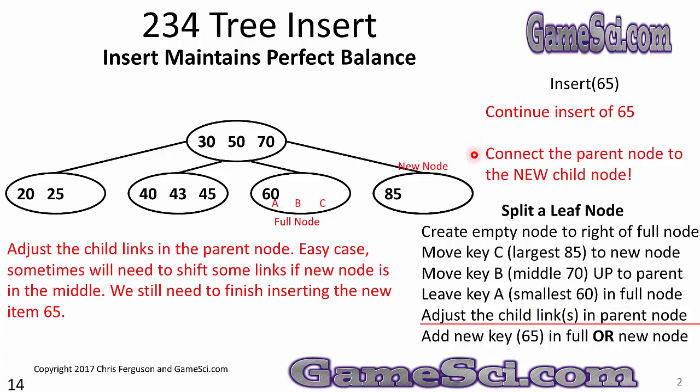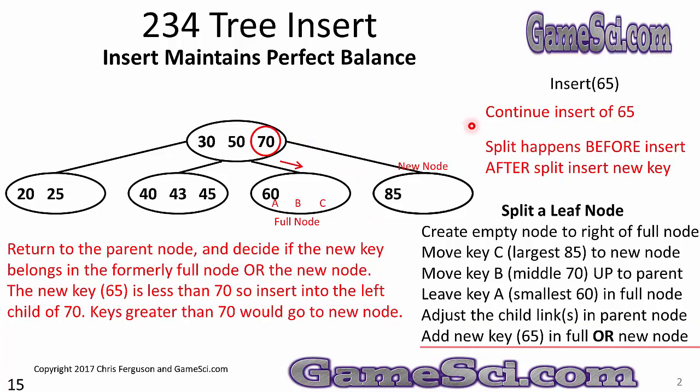Continuing on with the insert, connect the parent node to the new child node. Adjust the child links in the parent node. Coming up here to the parent node and making sure the right child of 70 is referencing the new node. This is the easy case. Sometimes we'll need to shift some links if the new node is in the middle of this root. We still need to finish inserting the new item 65, but we have to adjust these links first.